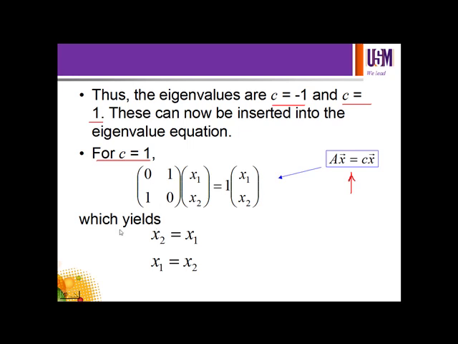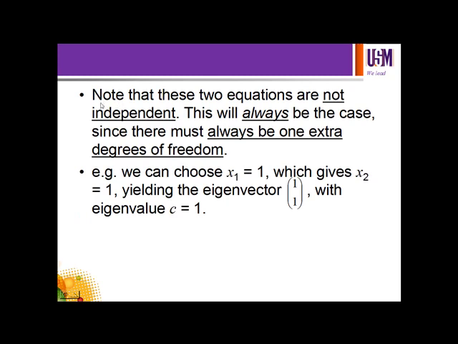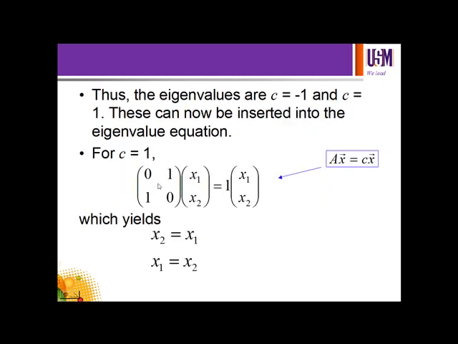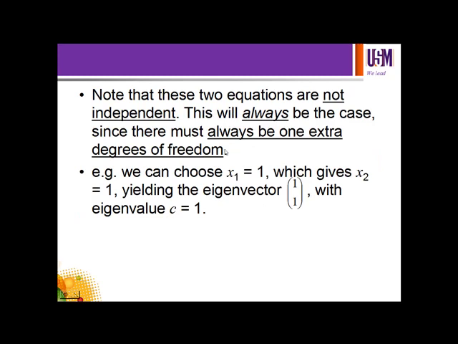From this relationship, we have the solution which yields x2 equal to x1. When we multiply this out, we have x2 equal to x1 and x1 equal to x2. You can see here that x2 depends on the value of x1 and vice versa. That means these two equations are not independent. They are related to each other. This will always be the case since there must always be one extra degree of freedom.